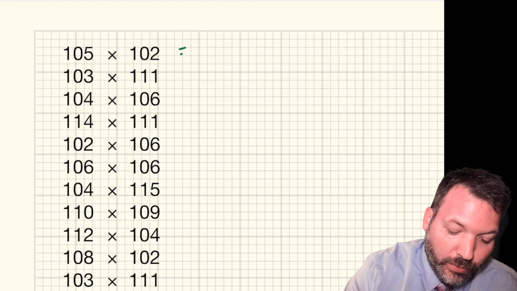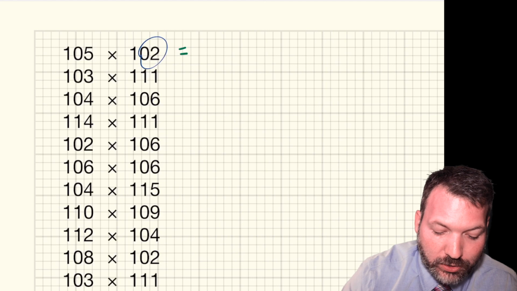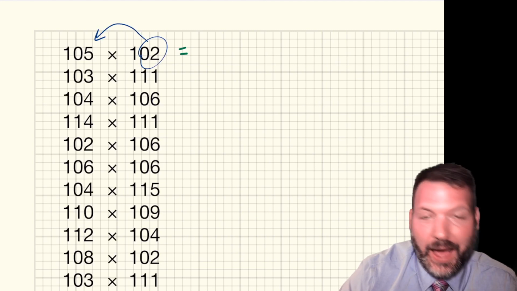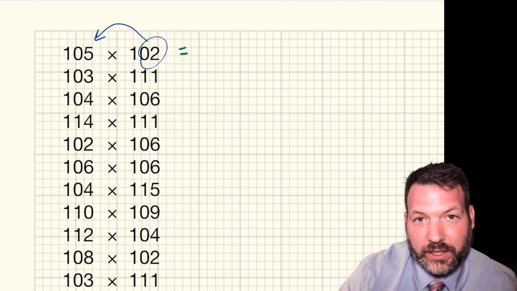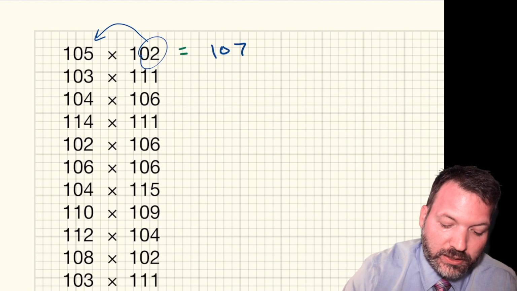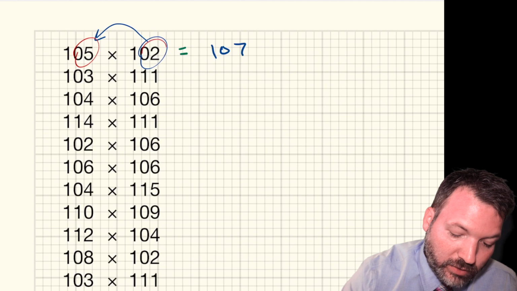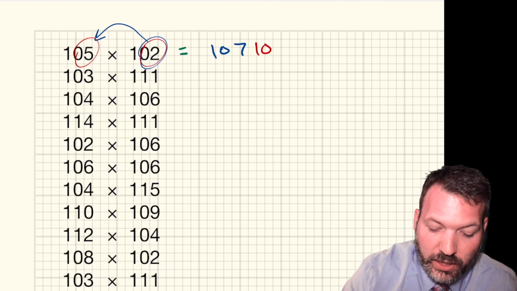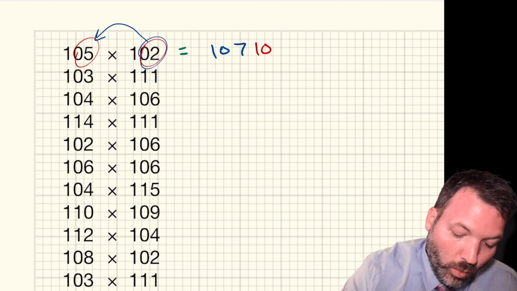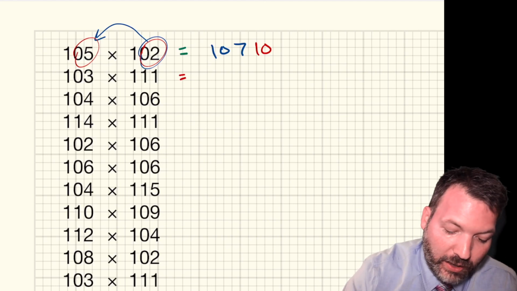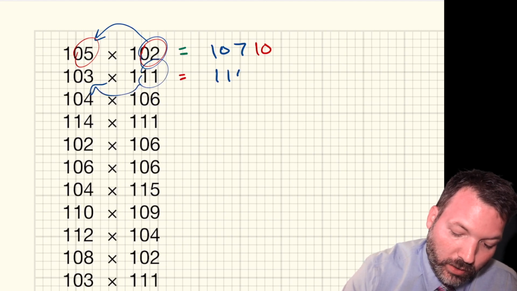I'm going to take how far above 100 they are, and I'm going to add that together. In fact, one way you can think about it is just take this number here and add it to your 105. 105 plus the 2, how much bigger that second number is than 100, is 107. And then we want to take the product of how much bigger each of these is than 100. 5 times 2 is 10. So the answer here is 10,710.